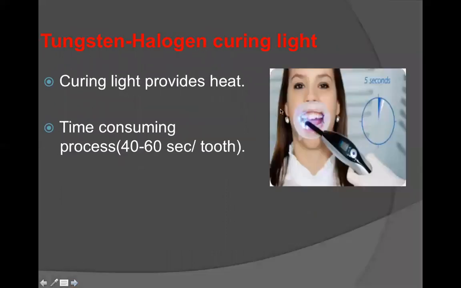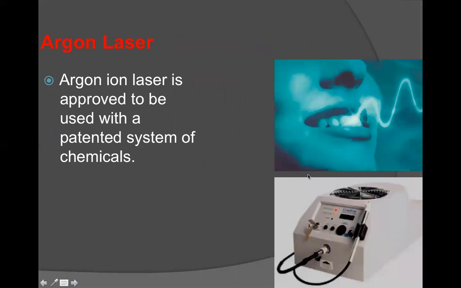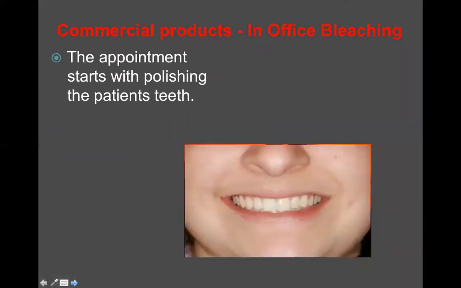There are bleaching agents commercially available that could be activated with the help of a conventional tungsten halogen curing light. But this is a very time consuming process, and it takes about 40 to 60 seconds per tooth. Lasers have become a very popular method of bringing about a color change in the patient's mouth for bleaching procedure. In addition to all this, you've got several commercial products that are available in the market that you could use to bring about bleaching in the office.